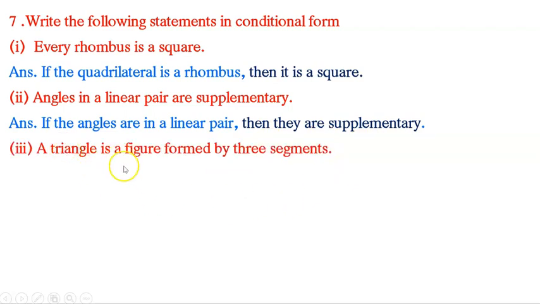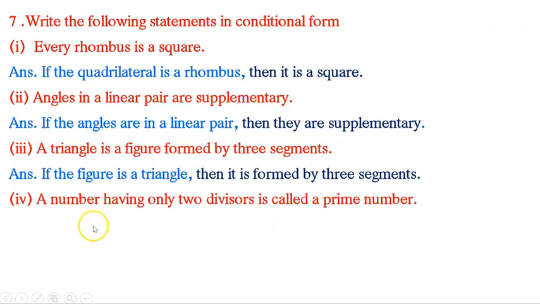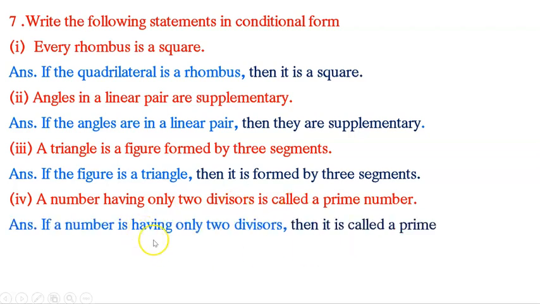Next, a triangle is formed by 3 segments. If the figure is a triangle, then it is formed by 3 segments. And next, a number having only 2 divisors is called a prime number. If a number has only 2 divisors, then it is called a prime number.